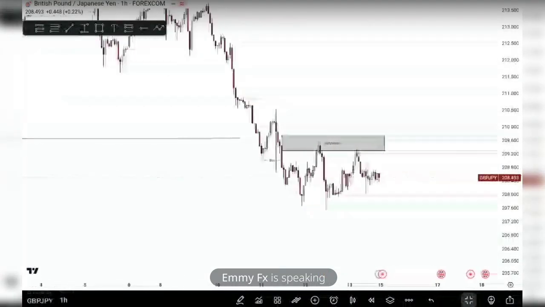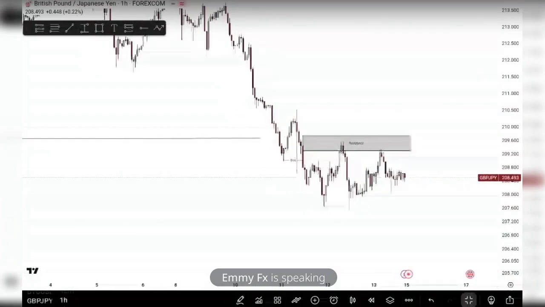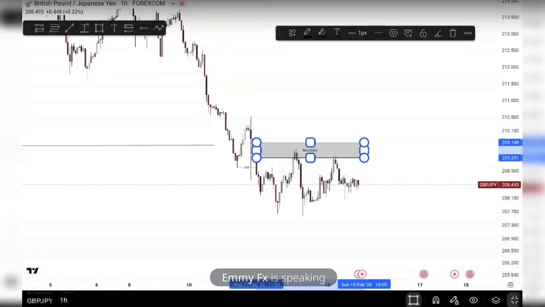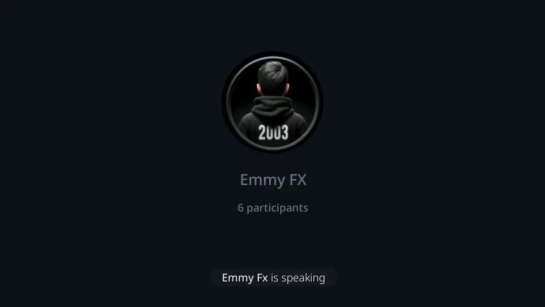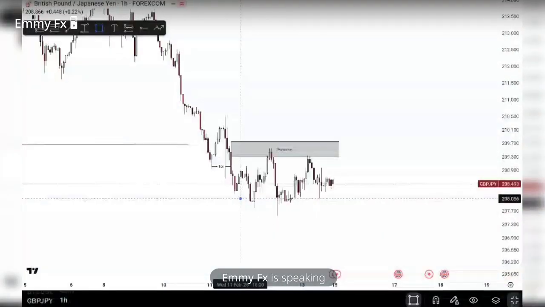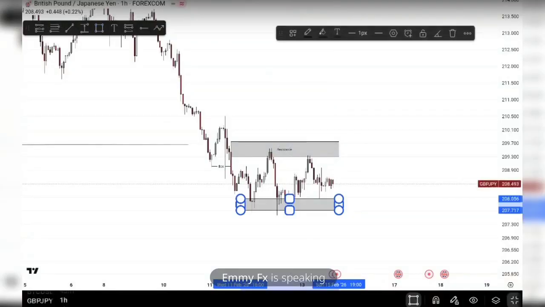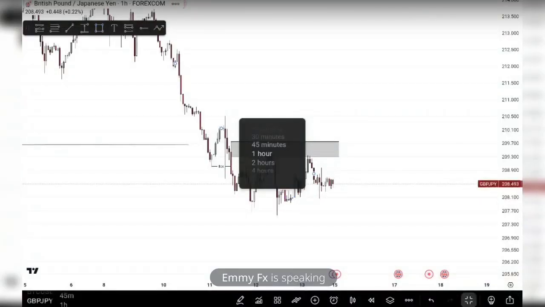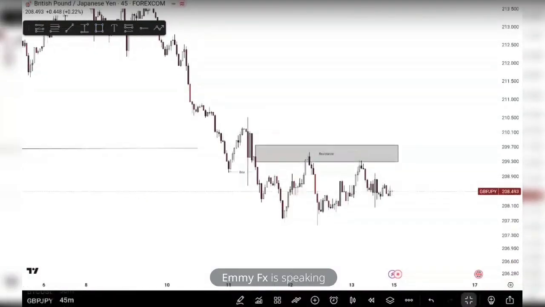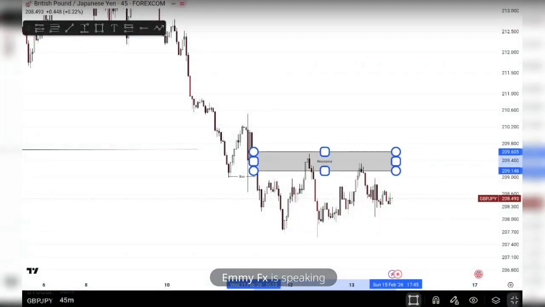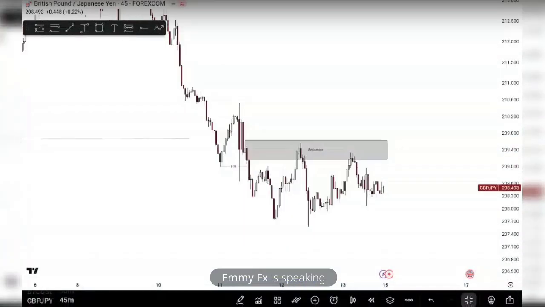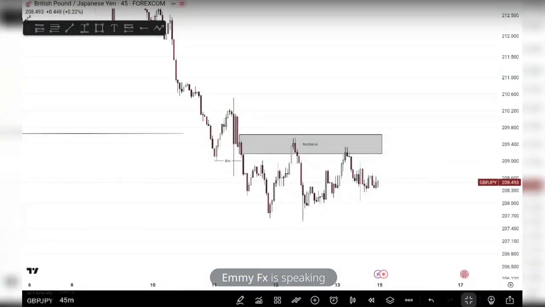So in the 1-hour time frame, price is reacting from resistance. You can see how price is bouncing up and also returning back to support. Here is our support zone. Allow us to move to the 45-minute time frame. So in the 45-minute time frame, price reacted from this order block before giving us a resistance.